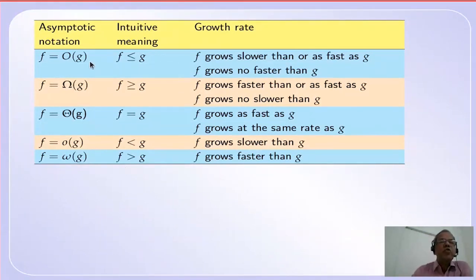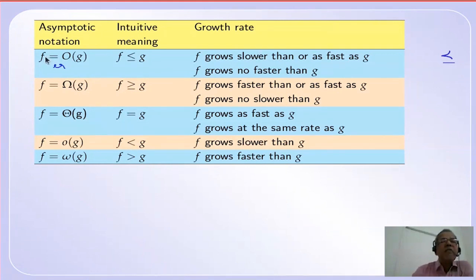Suppose f and g are two functions. When we write f is big O of g, note how I read that. I simply read f is big O of g. I did not read f is equal to big O of g. F is big O of g means f is less than or equal to g. I would like to use a notation something like this, a relation.